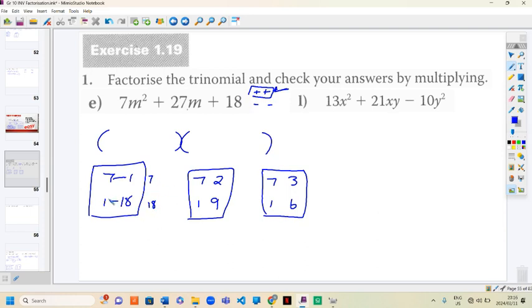So let's try a different one. 1 times 1 is 1, 7 times 18. Whoa, that's way too big. That's never going to give me 27. So I'm going to cross out this box over here. Alright, let's try 7 and 2.